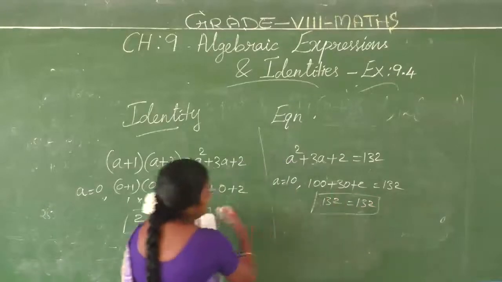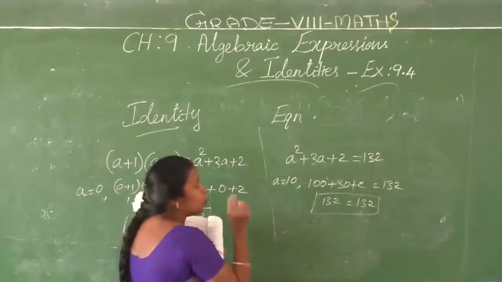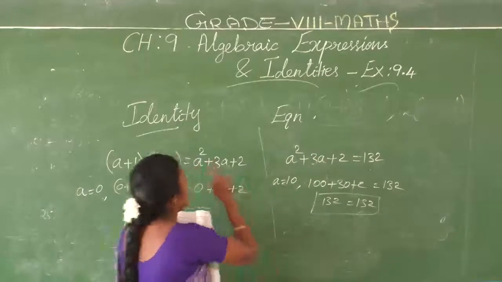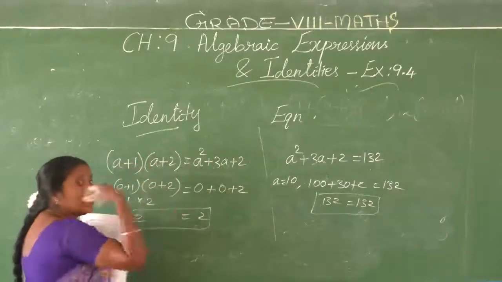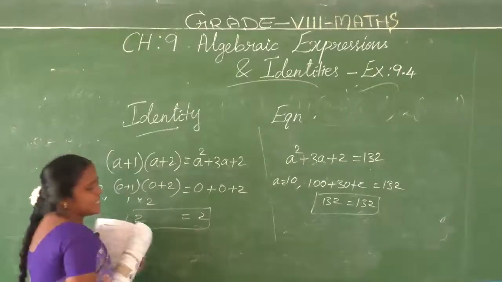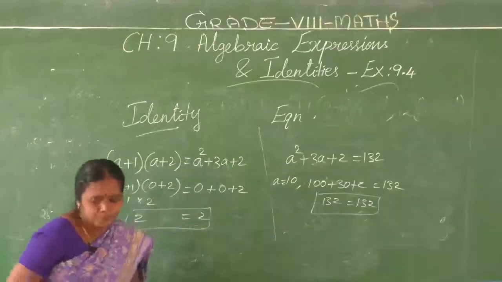So what is the difference between both? An equation is true only for certain values of the variable in it. But an identity is true for every value of the variable in it. Clear? So some standard identities are mentioned in our book that I am going to teach you.